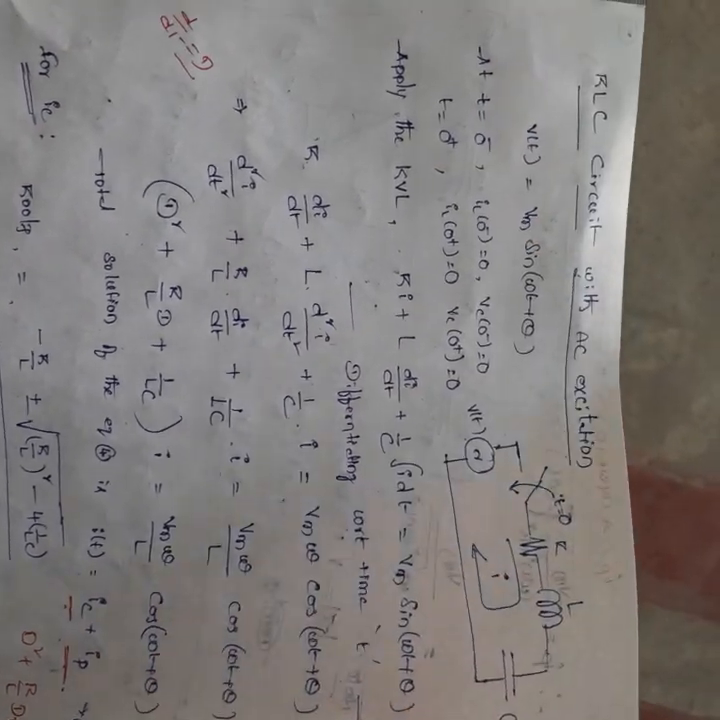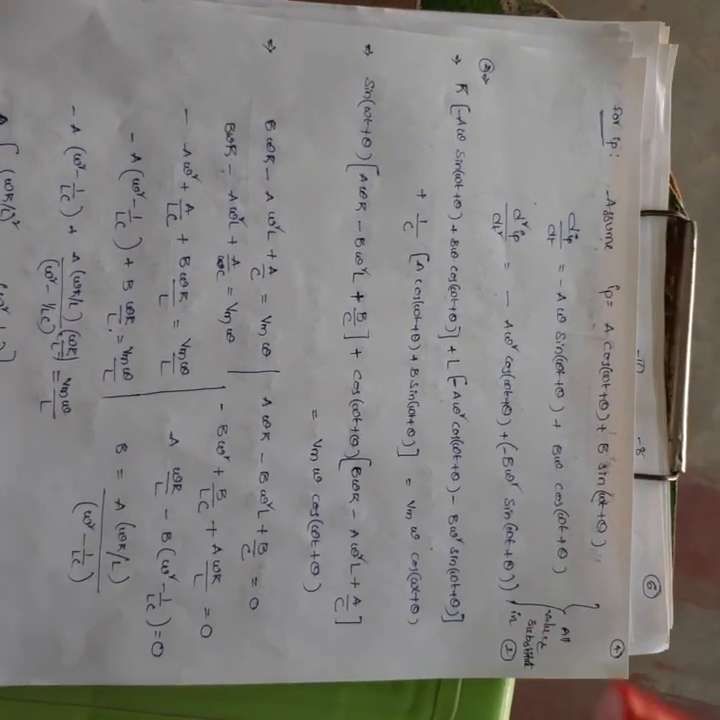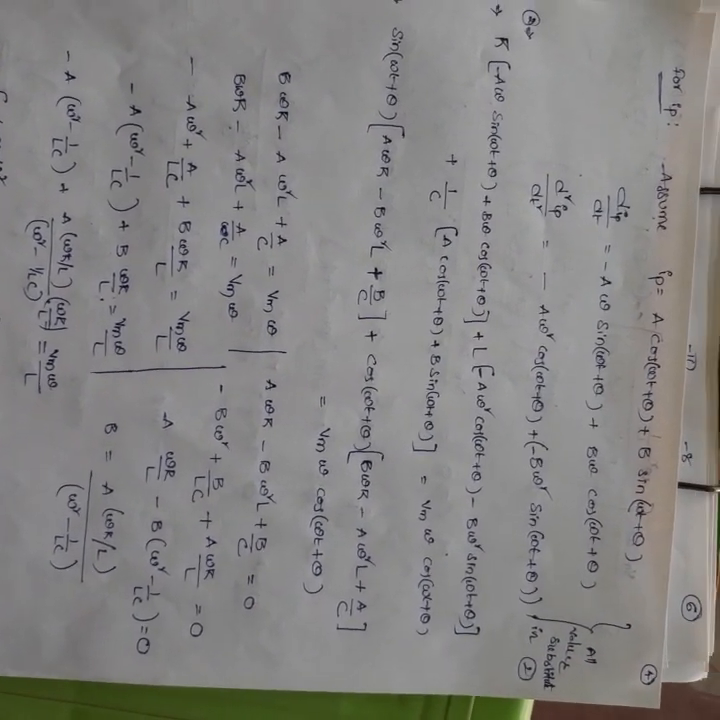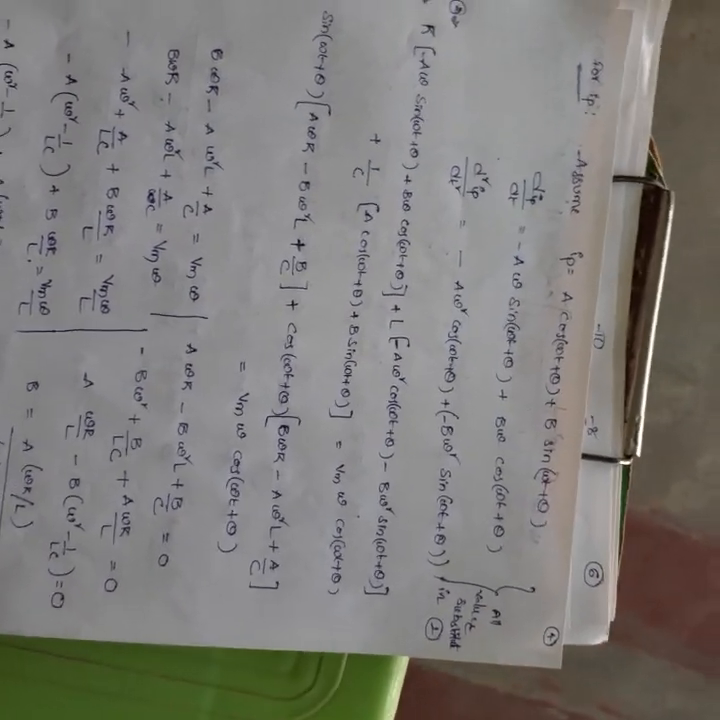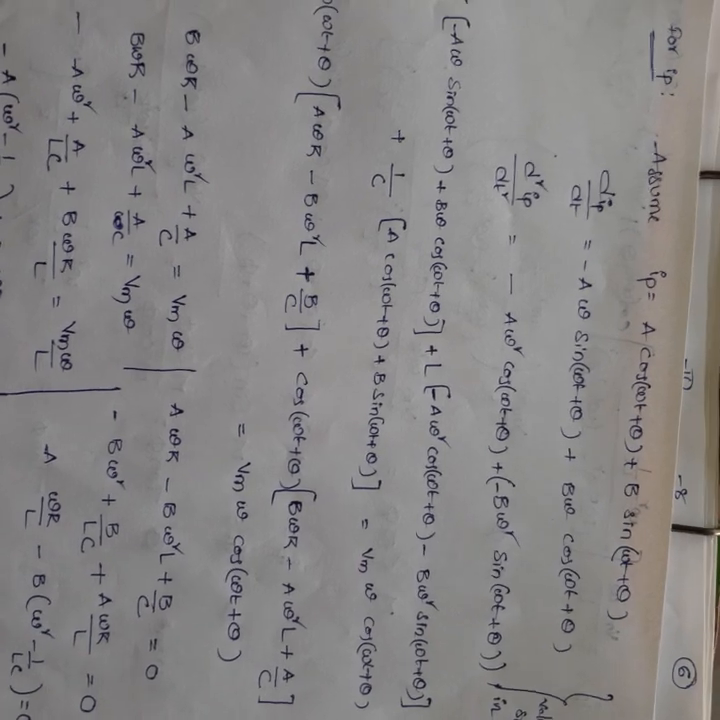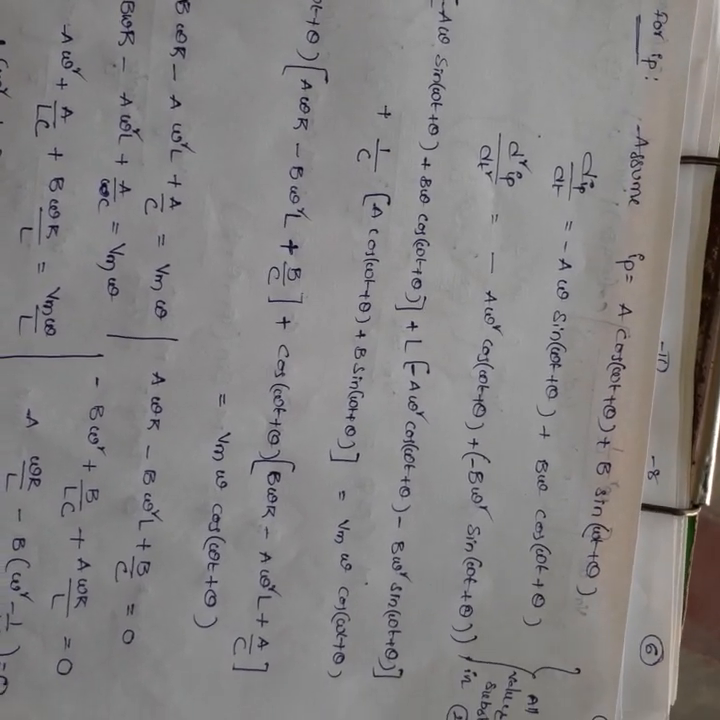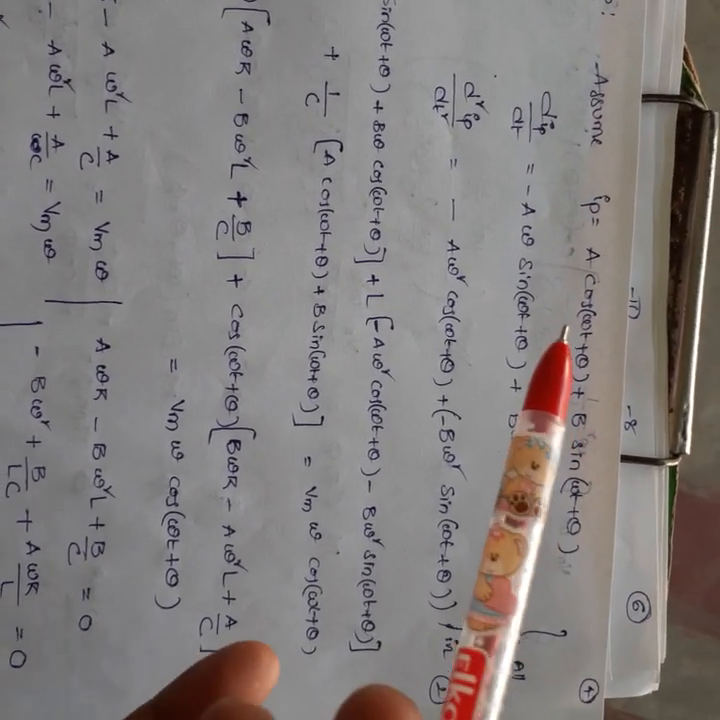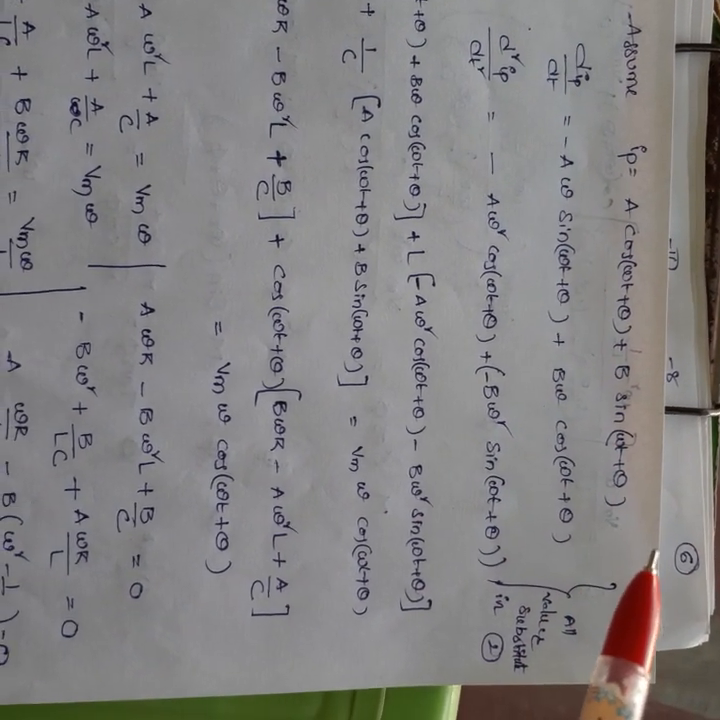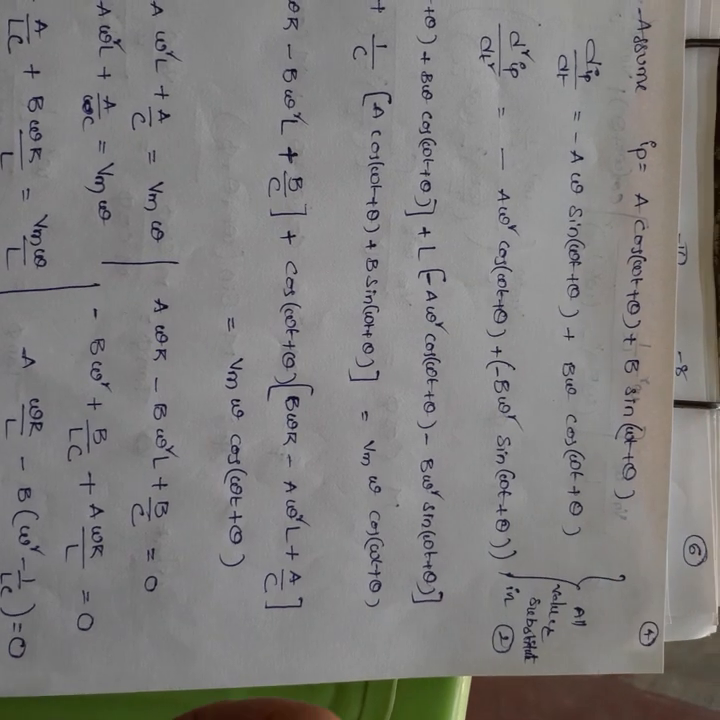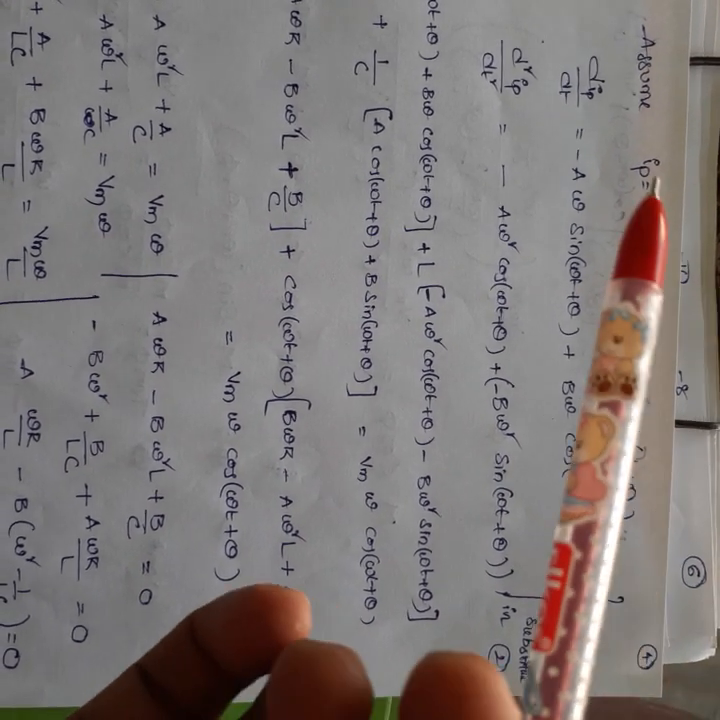So this is already in the mathematics. Next, we can calculate the particular integral. The second solution is going to be the particular integral. For the calculation of the particular integral, or steady state response, again the same thing: you can assume the function ip equals a cos(ωt + θ) + b sin(ωt + θ). Here it is a second order system, so I am taking di/dt.